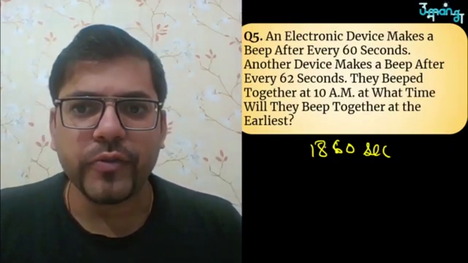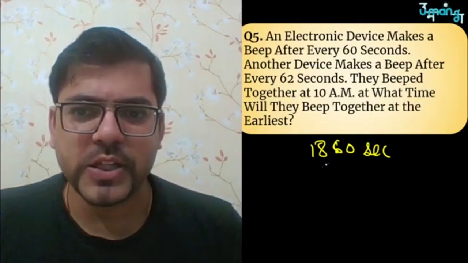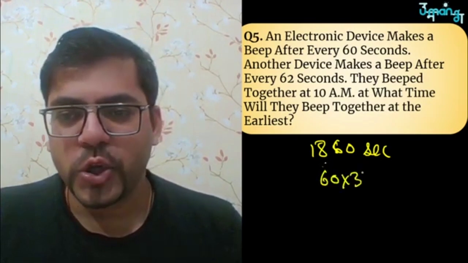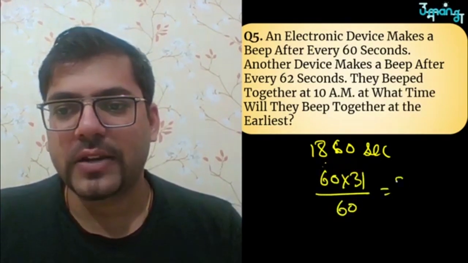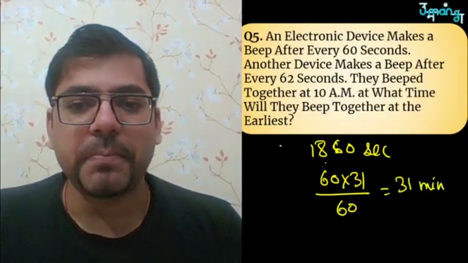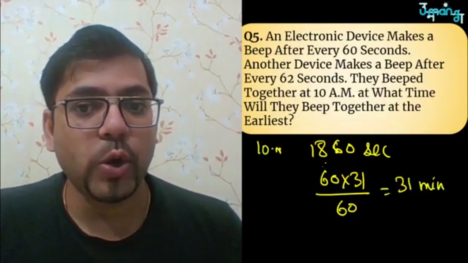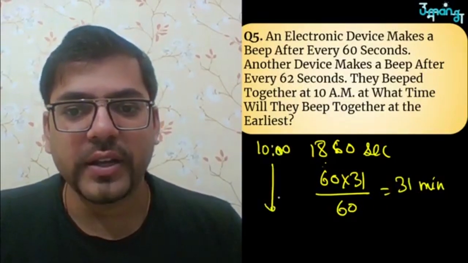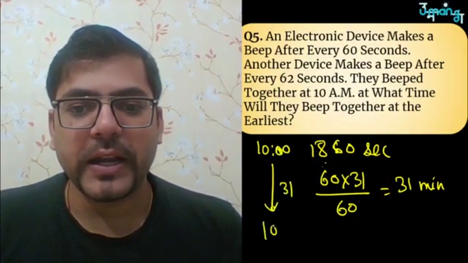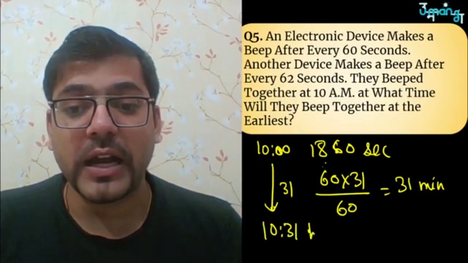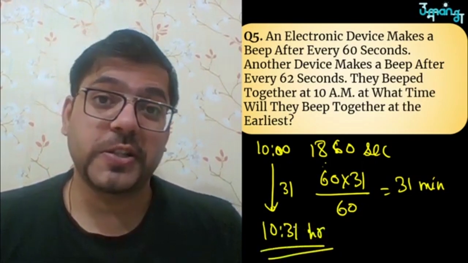If you have to find it in minutes, it's pretty simple. This was nothing but 60 into 31, so if you divide it by 60, you will get 31 minutes. They had beeped first at 10 o'clock. Now after 31 minutes, they will beep again at 10:31.